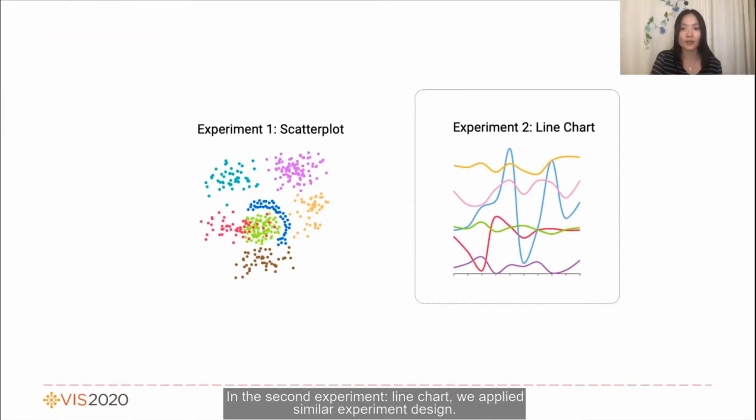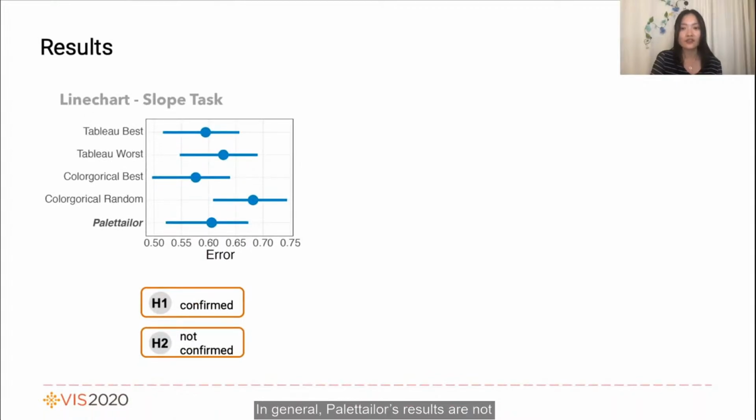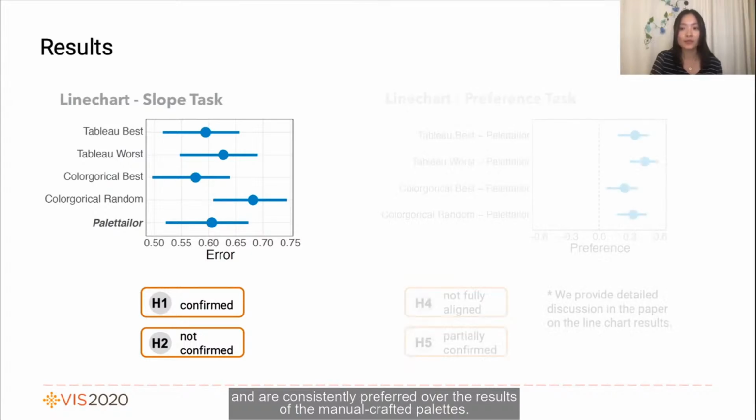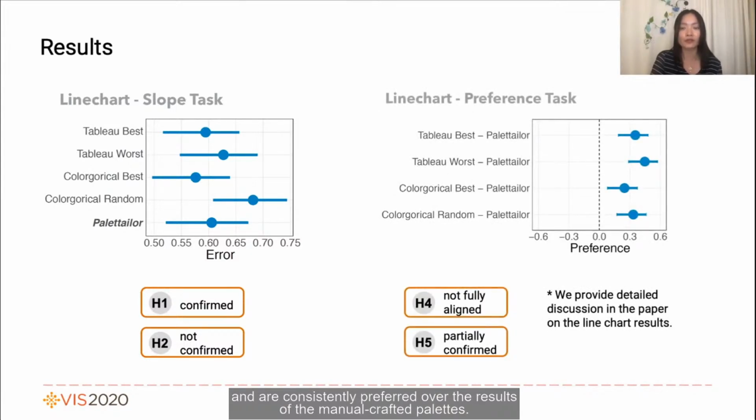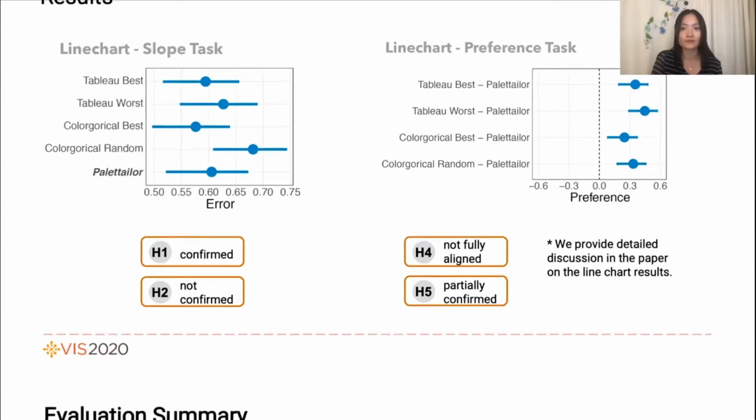In the second experiment, line chart, we applied a similar experiment design. There are a discrimination task and a preference task, and here we briefly show the results. In general, Palettailor's results in terms of discrimination are not worse than the palettes generated from the manual process, and are consistently preferred over the results of the manual crafted palettes.